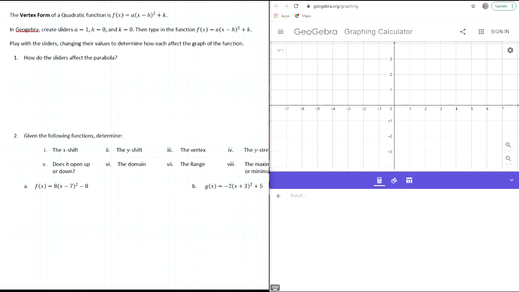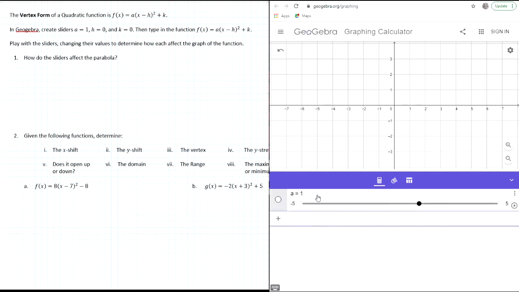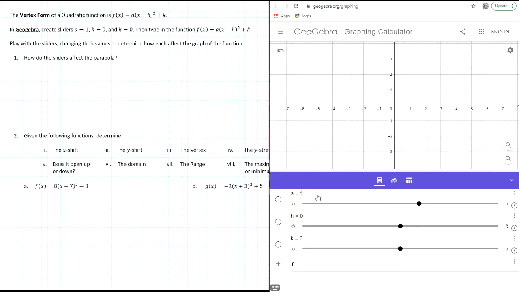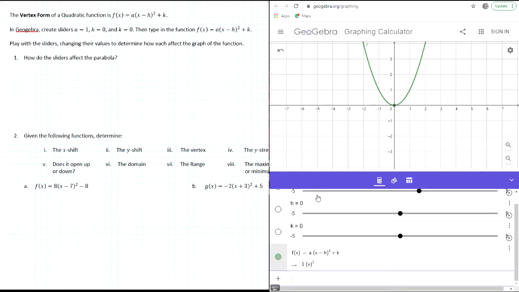So what I'm going to do is start by creating these sliders, a, h, and k. We're going to set a equal to 1, h equal to 0, and k equal to 0. And then I'm going to type in the function f of x equals a times (x minus h) to the second plus k. It shows us that if h and k are both 0, then those go away, a is 1. So this is essentially just y equals x squared when our sliders are set up in this manner.